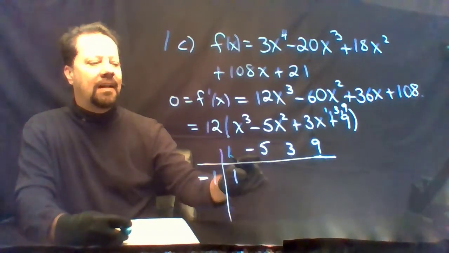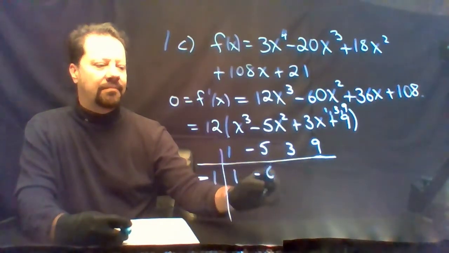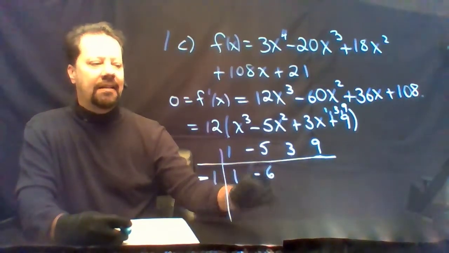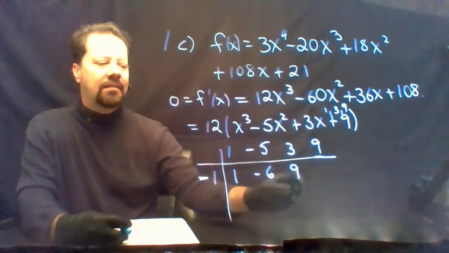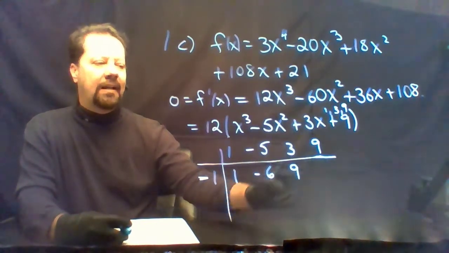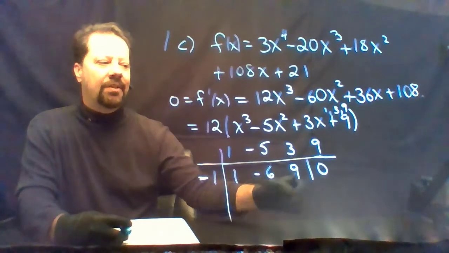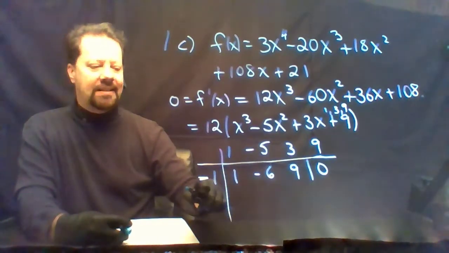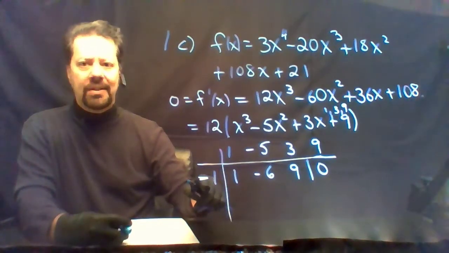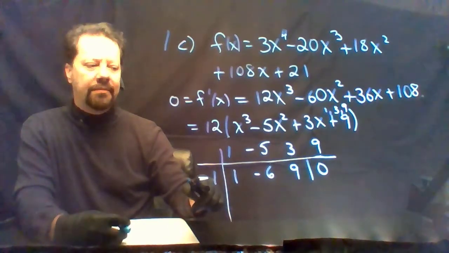Multiply and add. Multiply and add. Multiply and add. And because we get 0, we actually have a root at x equals negative 1. So x equals negative 1 will be a critical point.